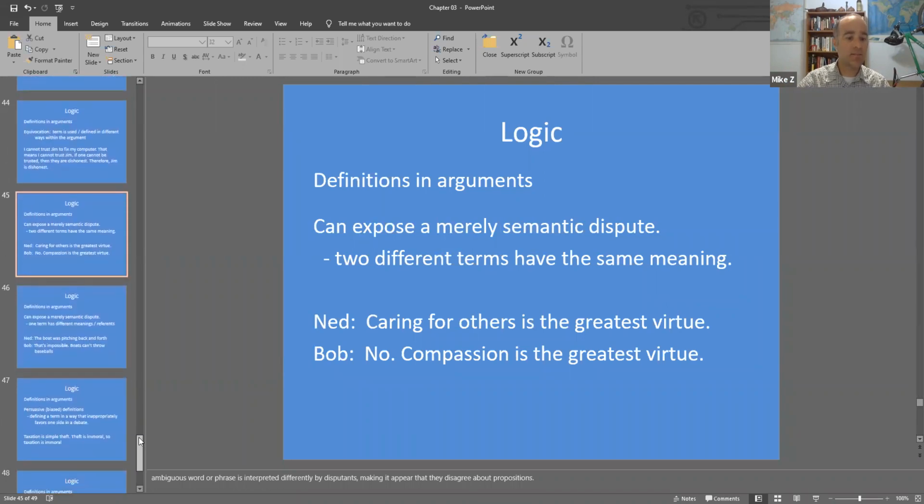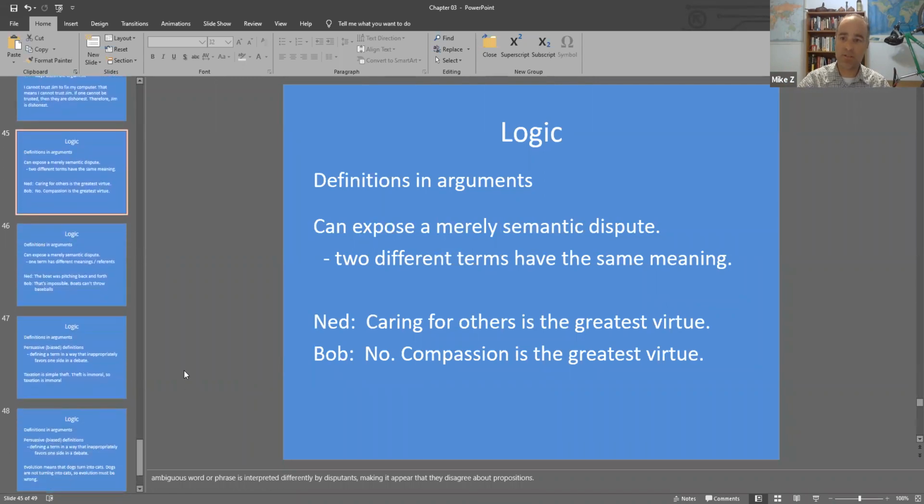Another thing that can happen when you zero in on the definitions of the terms being used is that it can expose what turns out to be, as they call it, a merely semantic dispute. Two people are arguing, there's a debate going on, it looks like a real debate, but they're actually agreeing. They're just using different words to refer to the things they're talking about.